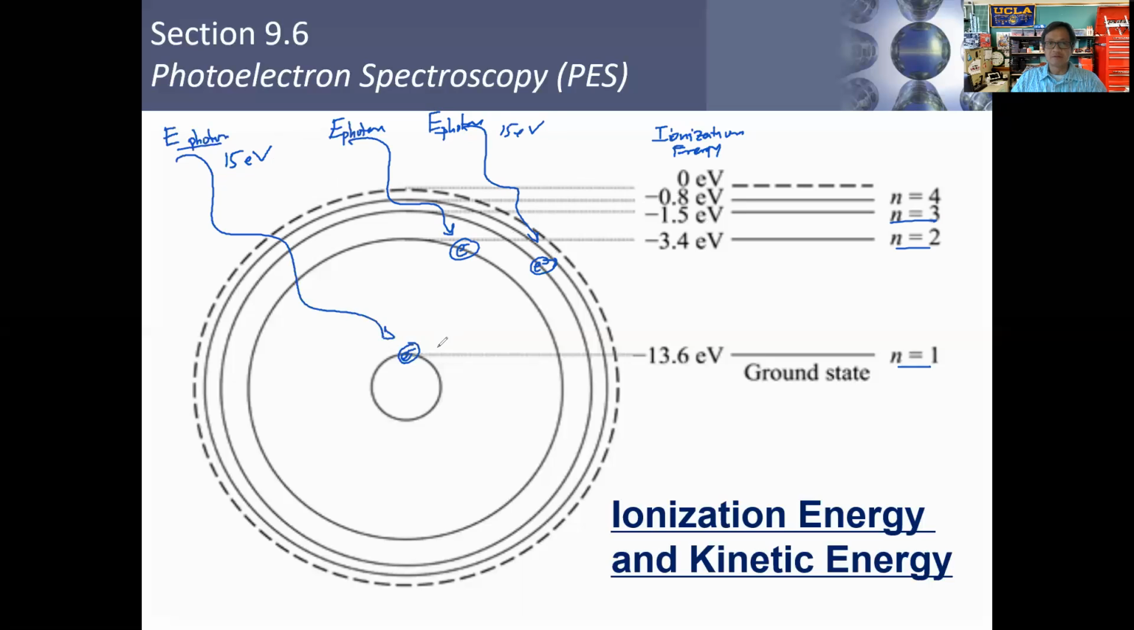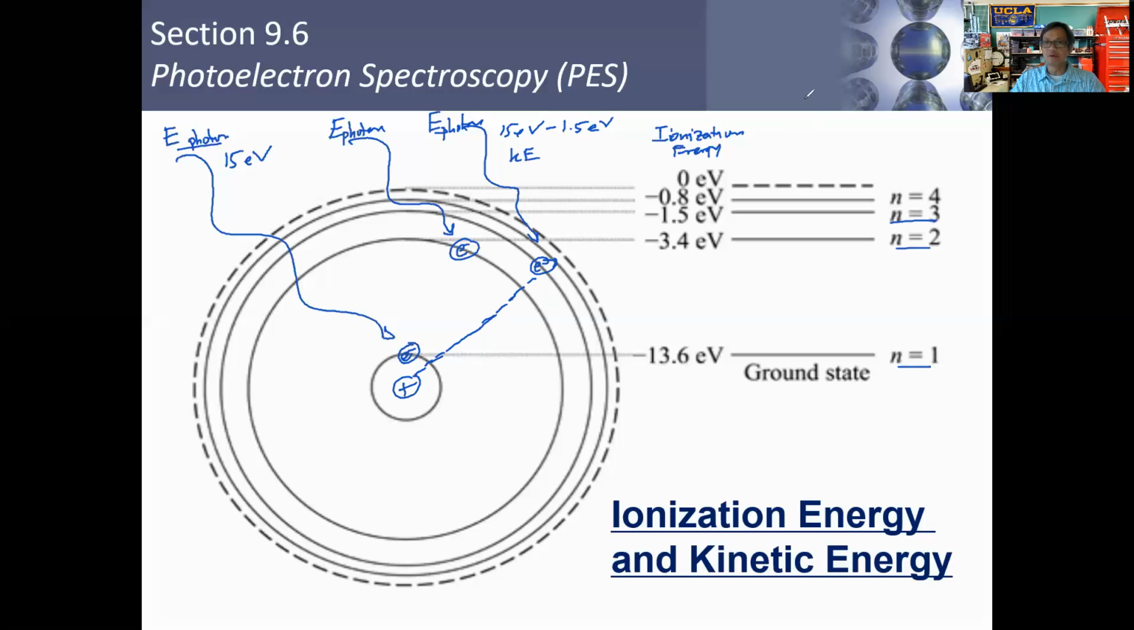Remember, this electron is bound to the nucleus. There's your nucleus on the inside. It's bound to the nucleus with a certain energy, that potential energy we talked about, about 1.5 electron volts. So we take that 15 electron volts, subtract 1.5 electron volts from it, and what we get is the kinetic energy.